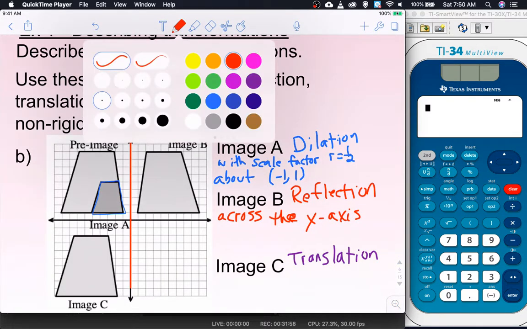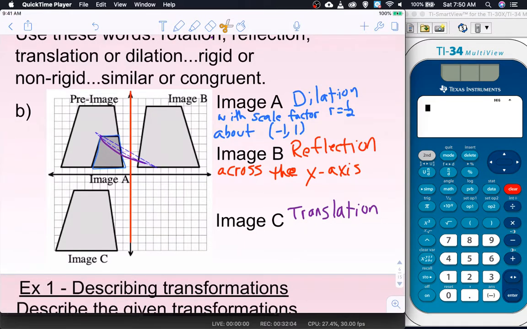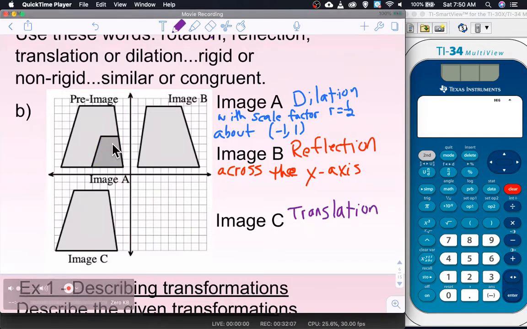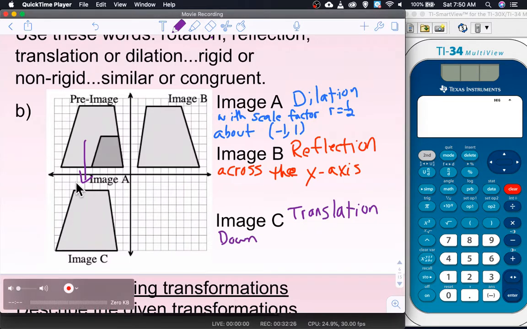Okay, letter C. So from pre-image to image C, we said it's a translation. We said it's basically just moving down. Okay, how? How far? Which direction? Well, it looks like it's going, I would definitely say down, but it also looks like it moved a little bit to the left.